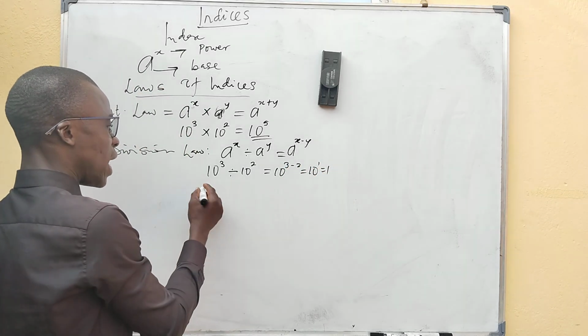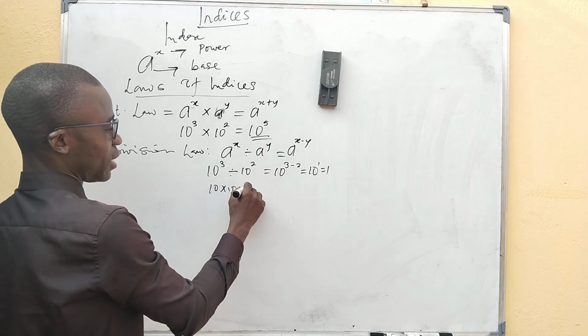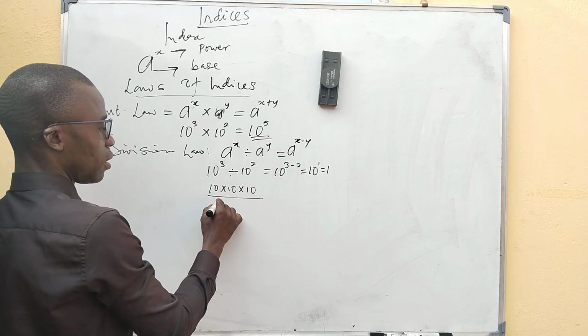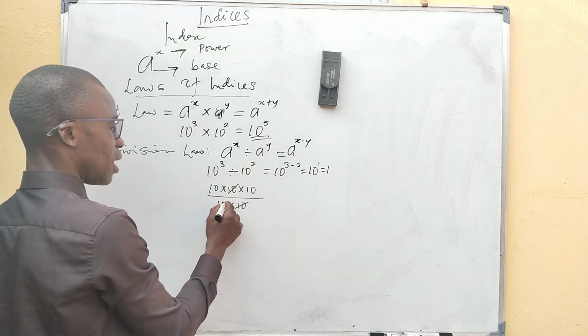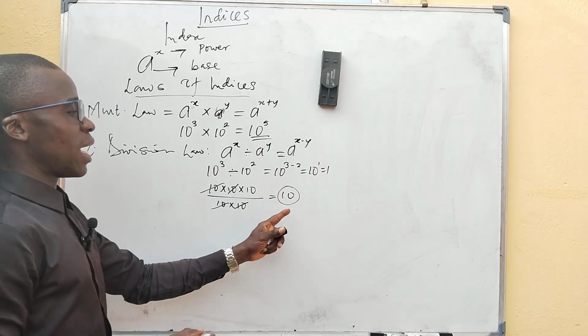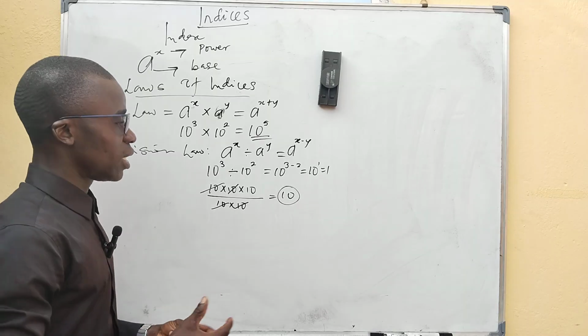Otherwise, in other words, you can say 10 raised to power 3 is 10 times 10 times 10, then divided means over 10 raised to power 2, which is 10 times 10. Then when this 10 cancels 10, and this 10 cancels 10, what remains? 10. So you can apply it this way. If you don't want to work with one method, you can work with the other. You still get the same thing.